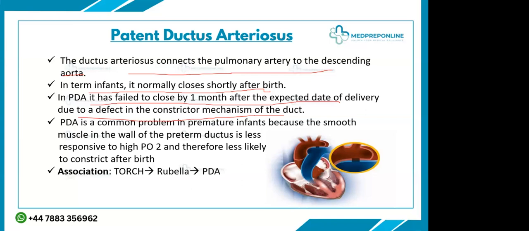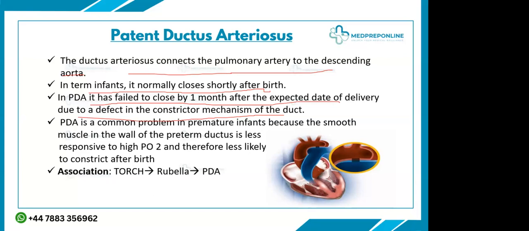And in term infants, the basic thing is that the wall of the duct is deficient in both the mucoid endothelial layer and the muscular media. I am just telling you this for your concept.